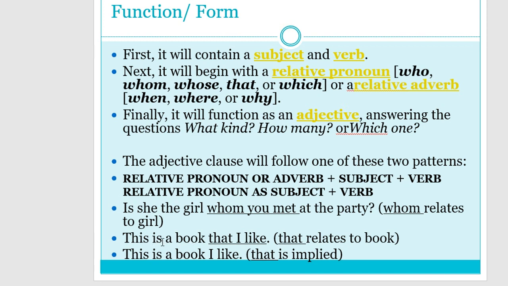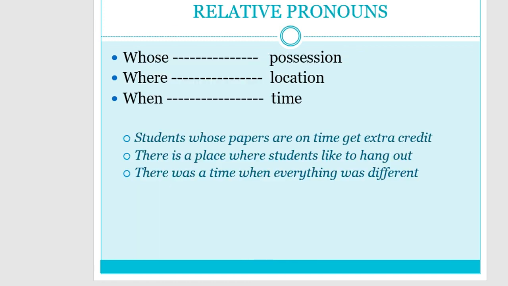The second one: this is a book that I like. We can trace it by finding that I like, which is also a relative pronoun plus a subject and verb. But in the last one, this is a book I like, that is implied, so we can omit it. Next, again, we have relative pronouns: whose for possession, where for location, when for time.